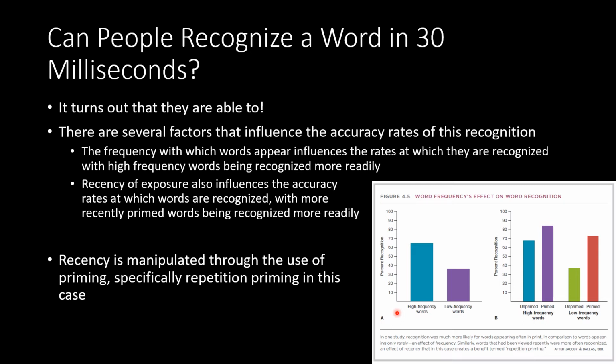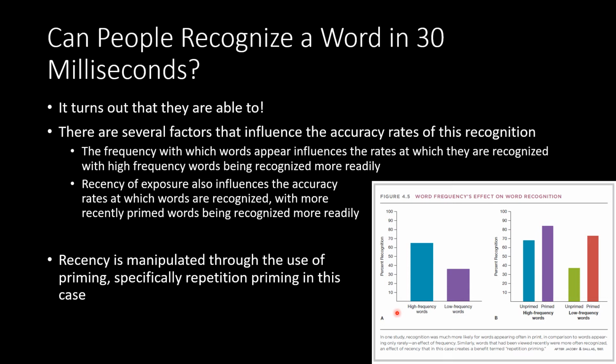Now, there is another factor that influences how readily and accurately we are able to recognize words that are presented to us in these very short time frames. And this is the recency of exposure. What this means is, how long has it been since we were last exposed to the word I'm being asked to recognize? Was the last time I saw this word 10 minutes ago in the same experiment? Was it a day ago when I was reading a science fiction novel? Or was it 5 years ago when I was suffering through a horribly brutal AP English class in high school?